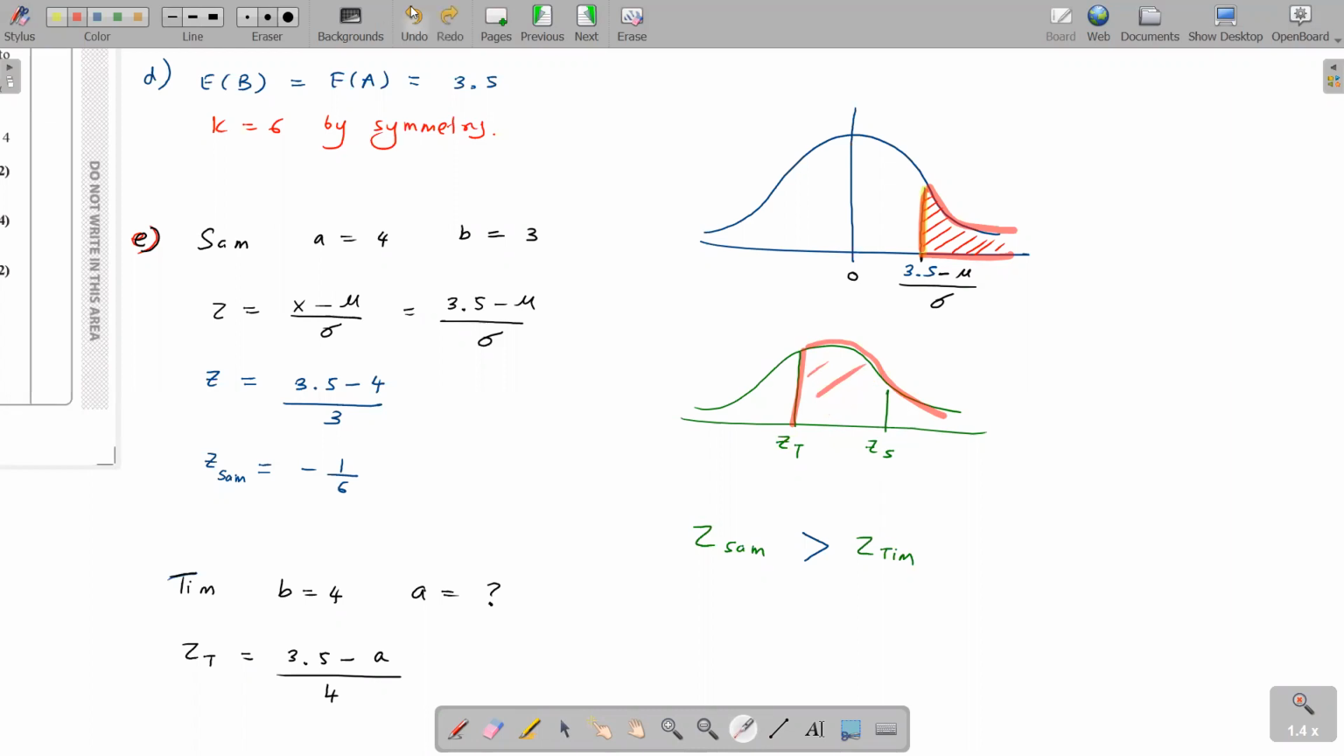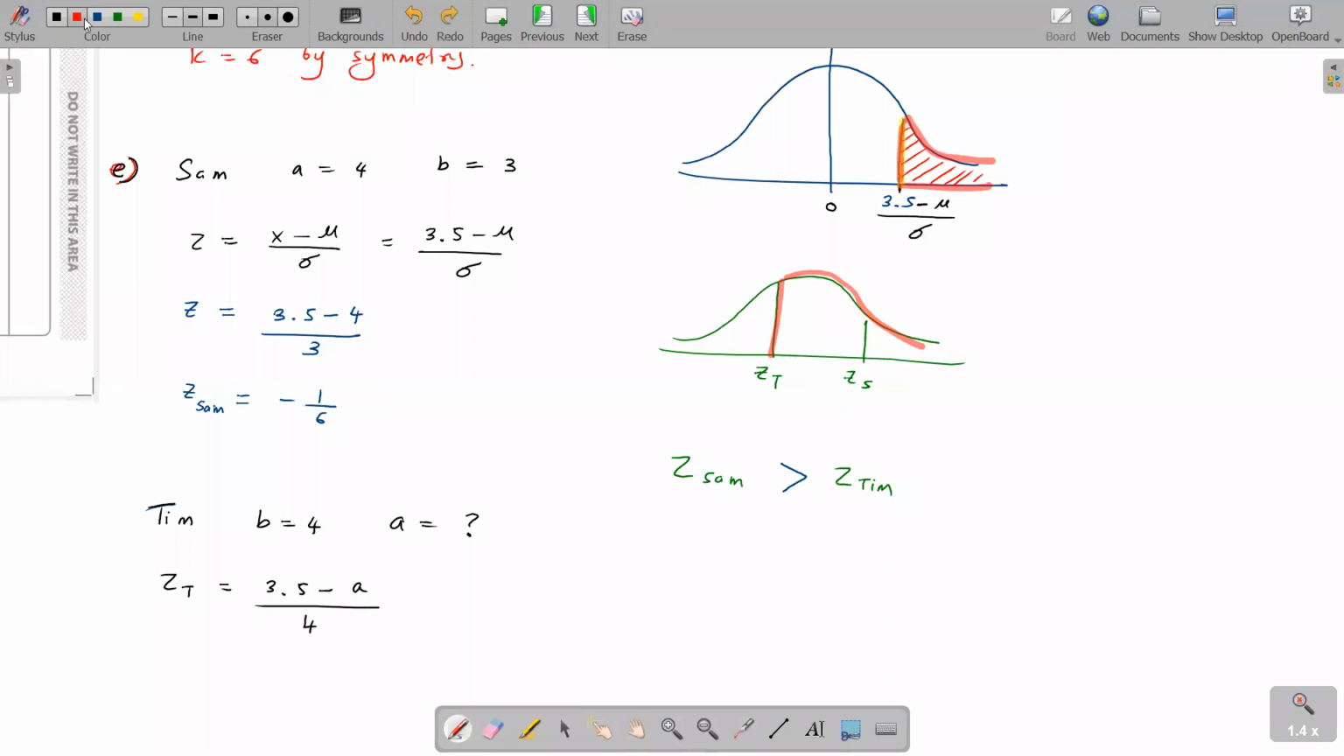Are you with me? Okay, so then let's input the values. Z value of Sam is minus 1 over 6, greater than Z value of Tim, which is 3.5 minus A divided by 4. Can you all get me the A value here? Minus 1 over 6 multiplied by 4.